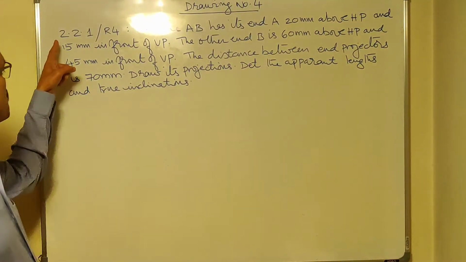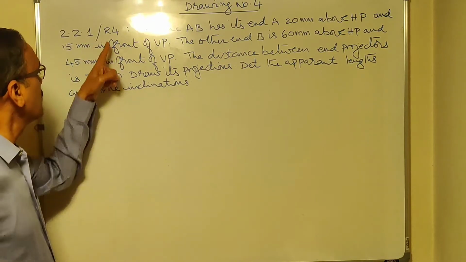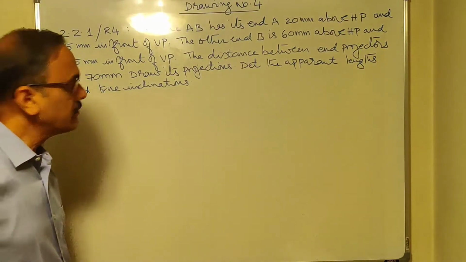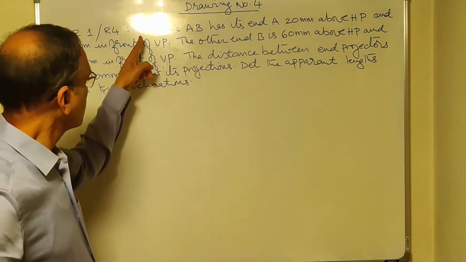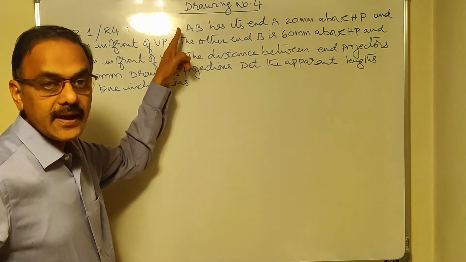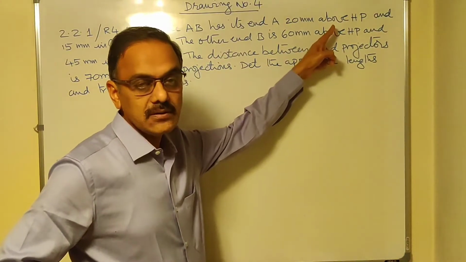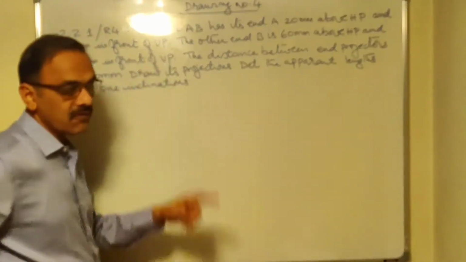The problem number is 2.2.1 as per the CMRT question bank. This 4 is the reference number from the VTU question bank. Okay, let me read out the problem for you. A line AB, so the ends of the line should be A and B, has its end A 20 mm above HP, and 15 mm in front of VP.